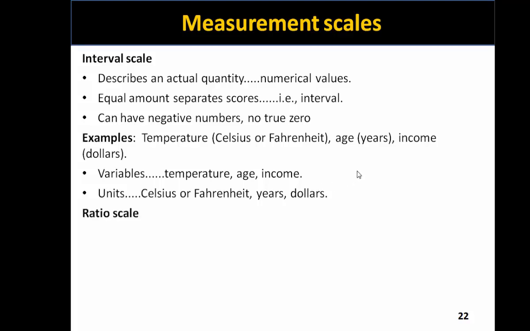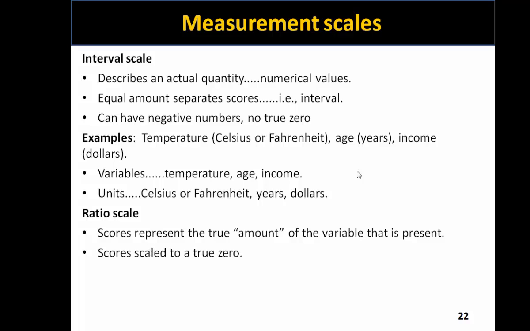The highest level, or the fourth level of measurement scales, is referred to as the ratio scale. In this case, the scores represent the true amount of the variable that is present, and it's scaled to a true zero, where in this case, the zero represents the absence of something. So once again here, where we see income quantified on an interval scale, it also meets the definition of a ratio scale.